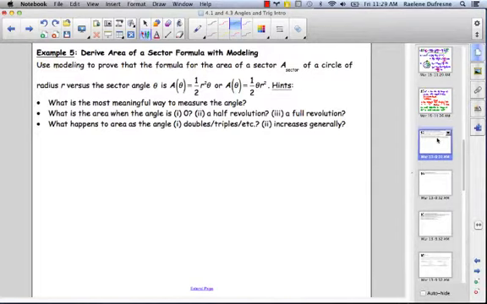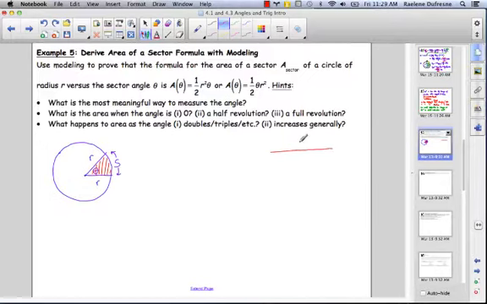Example 5, let's derive the area of a sector formula with modeling. So let's model, like we've been doing in exponential change, to prove that the formula for the area of a sector of a circle is given by A equals 1/2 r squared theta, or A equals 1/2 theta r squared. So when we talk about the area of a sector of a circle, we notice that if we take the radius and we draw a central angle, so we have some arc length along the circumference, and we have a radius here and a radius here, we have an angle theta. And we have a certain amount of arc length.